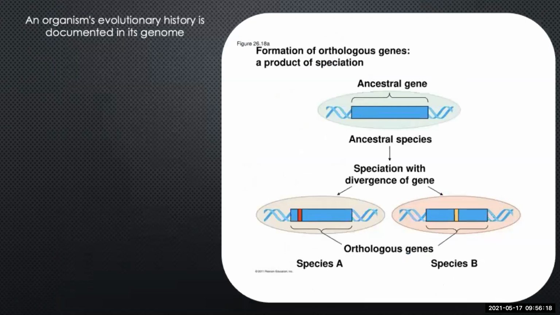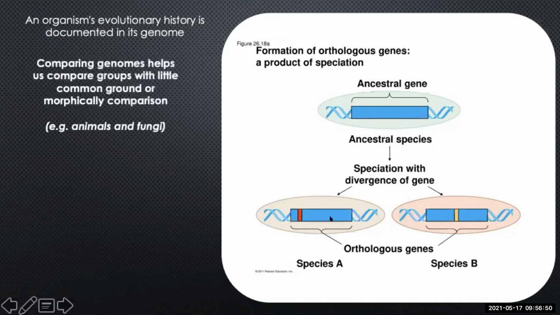Right. And so the idea of these genes evolving is that an organism's evolutionary history is documented in its genome, right? It's documented in those changes that we notice in sequences from ancestral forms. What happens is that you have some type of ancestral gene that exists in a population, in a species. As speciation occurs, you have divergence in any particular gene, right? As your birds start to evolve, as they start to choose different mates, you're going to have genetic drift. You're going to have all of these other factors that are going to change genomes.